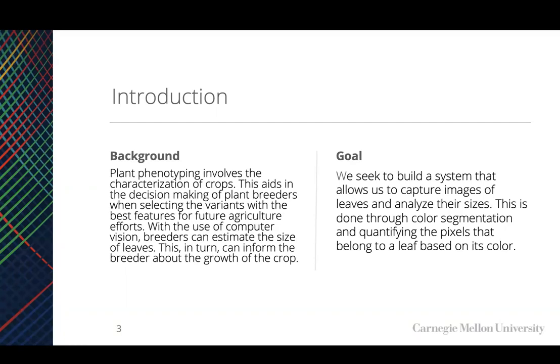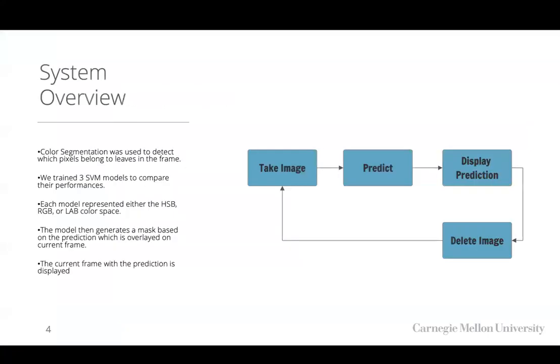The goal of this project was to build a system that allows us to capture images of leaves and analyze their sizes in real time. This is done through color segmentation and quantifying which pixels in frame belong to the leaves and how many of them there are, which can give us an idea of the size.